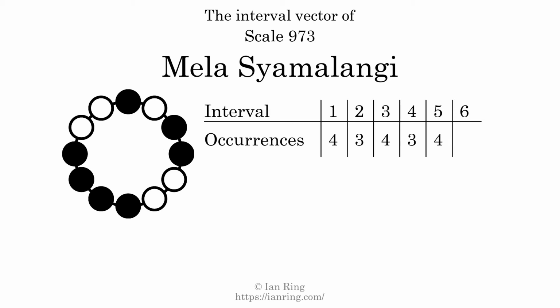There are 4 intervals with the size of 5 semitones. They are here, here, here, and here. There are 3 intervals with the size of 6 semitones. They are here, here, and here. Each interval does not appear in this scale a unique number of times, so this is not a deep scale.